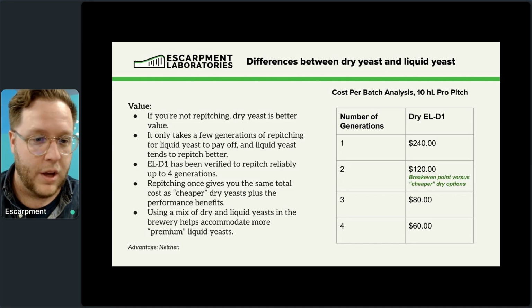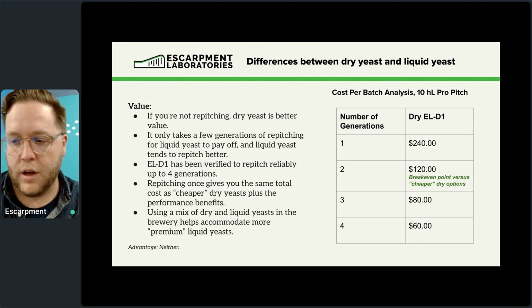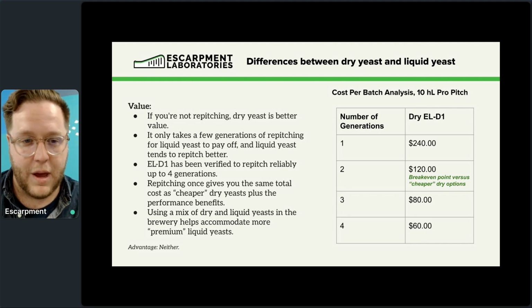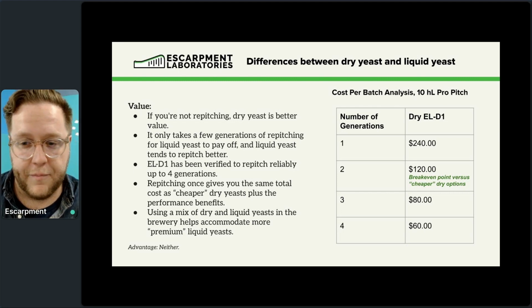So making sure that your wort has enough free amino nitrogen, making sure you've got zinc in there, micronutrients, all that good stuff. It's going to pay off in terms of quality beer. And if you're looking to repitch to reduce costs, it's going to help you there as well.